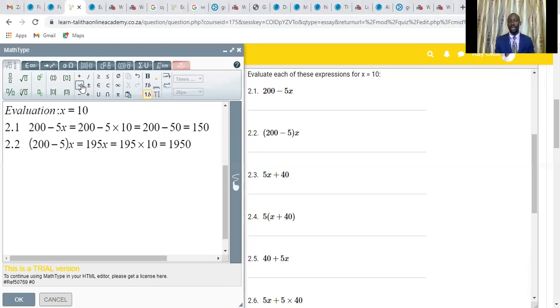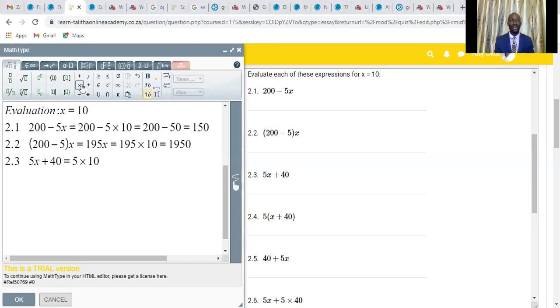Now for question 2 part 3, that is 2.3, what we are required to do is to evaluate 5x plus what? Now, because we are required to evaluate 5x plus 40, what we do in this case, we don't have a bracket, we don't have anything. We do have the value of x, and so because of that, that's what we are going to use. So we have 5, and to it we attach what? 10. That is 5 times 10, since x is given as 10.